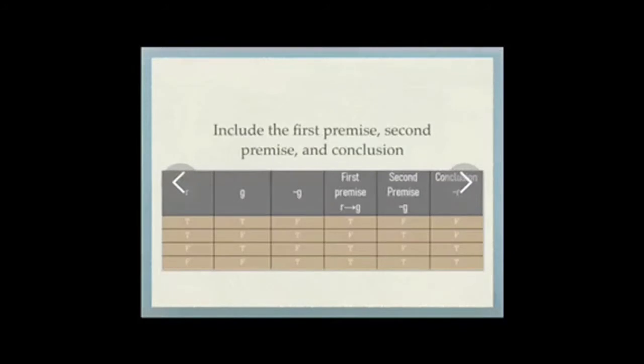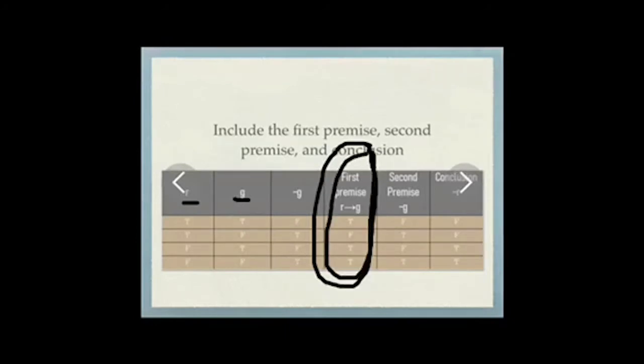So next, second step, include the first premise, second premise, and the conclusion. So let's go to the first premise. The first premise is R implies G. So take a look at the first column and second column. As we can see, there is only one false and the rest is true in the first premise.